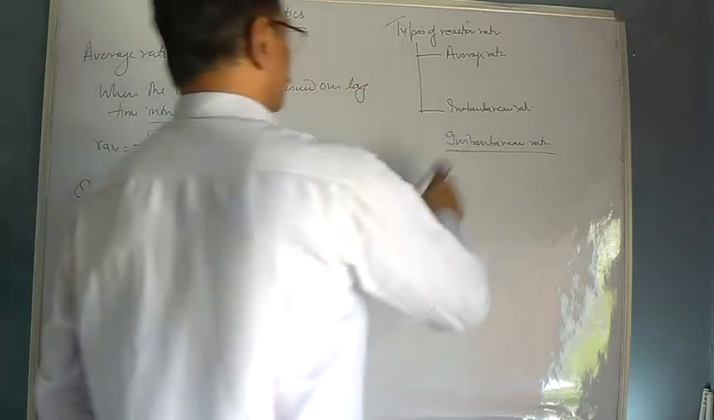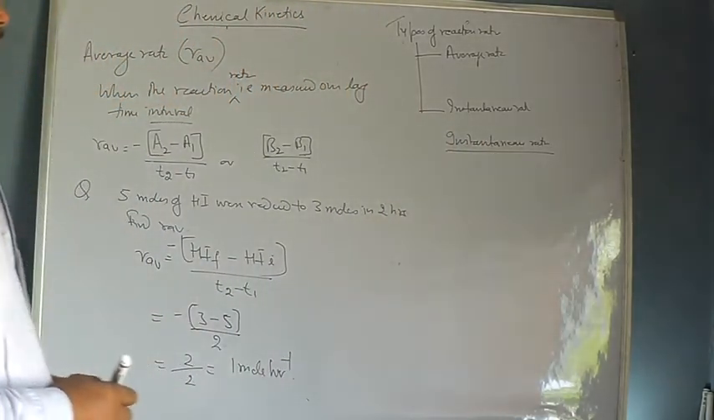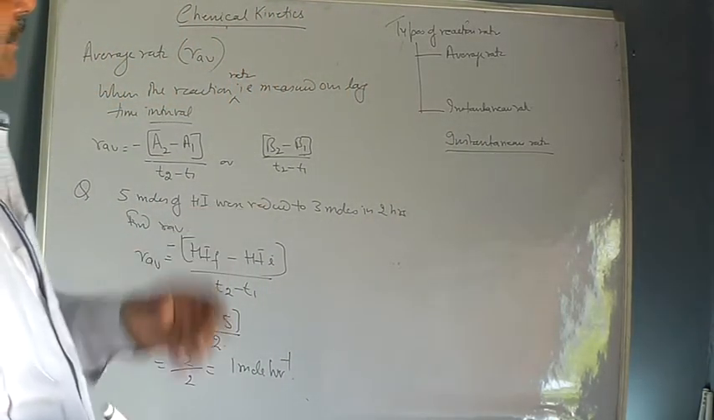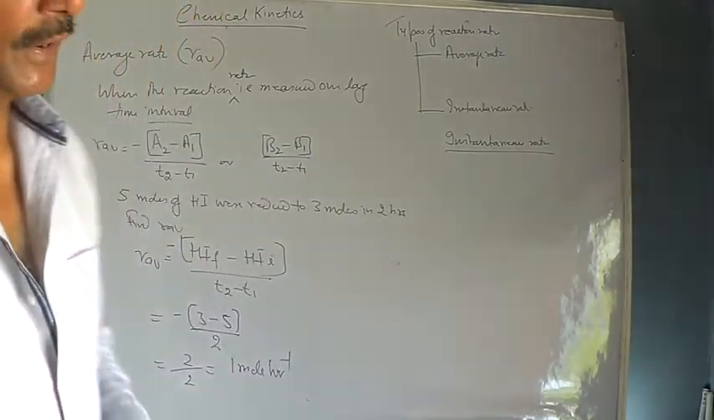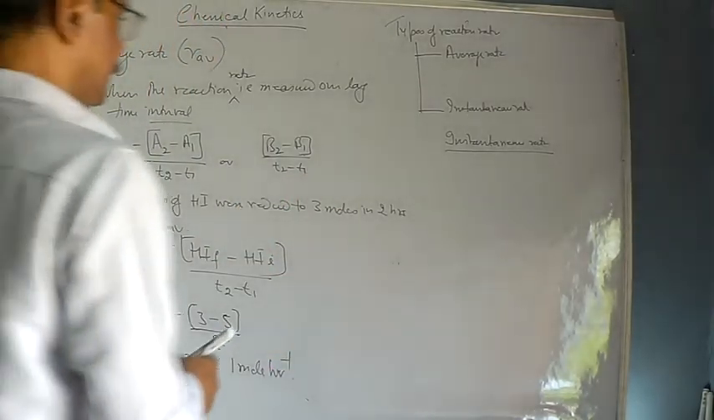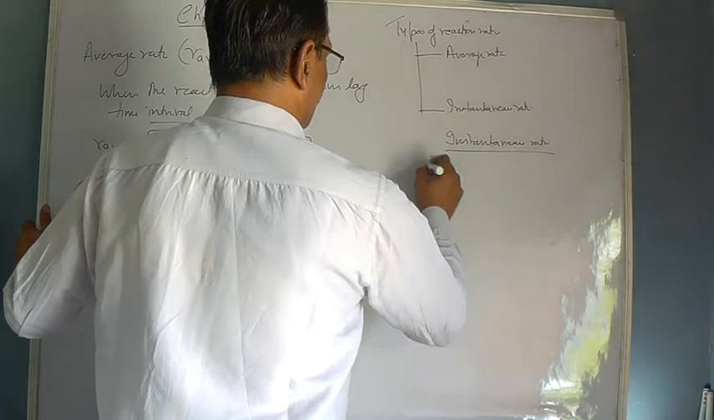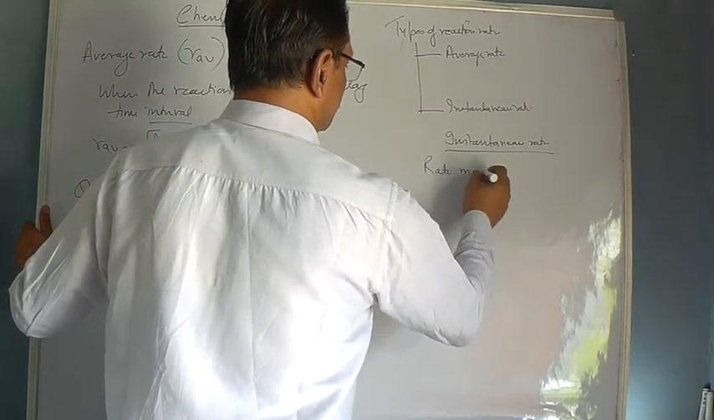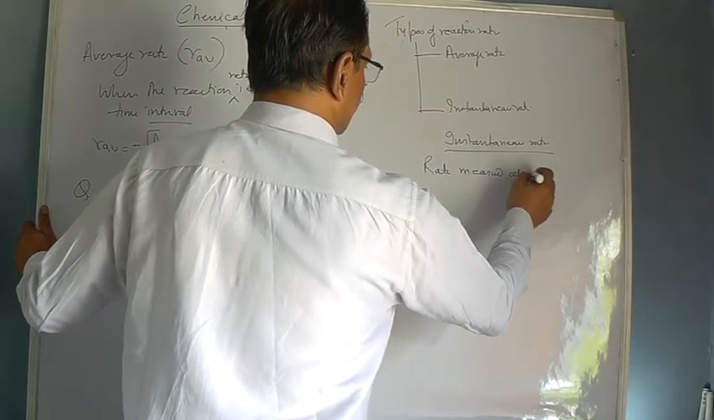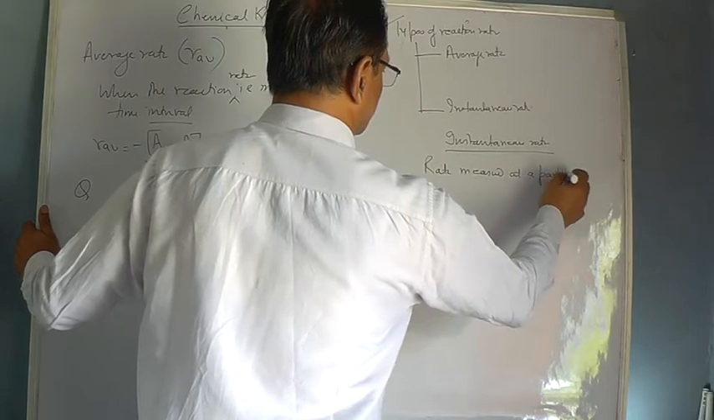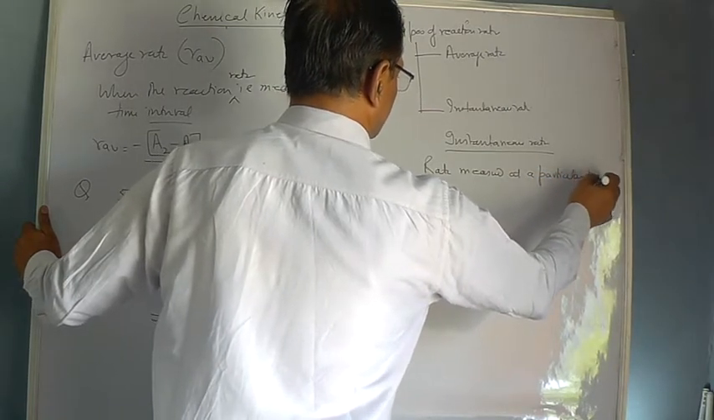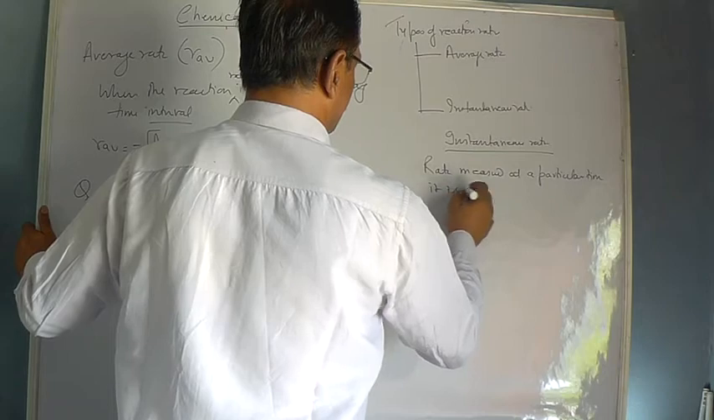Class, concentrate on the word instantaneous. At any given instant. So when the reaction rate is measured at a particular time or at a particular instant, it is called instantaneous rate. So rate measured at a particular time, it is called instantaneous rate.